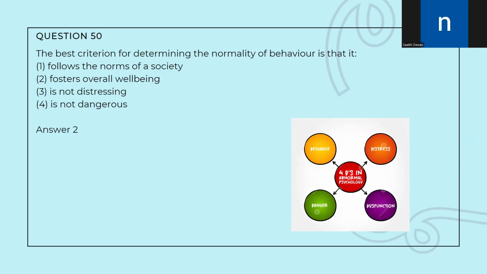Let us come to the last question, question number 50. It talks of the best criterion for determining the normality of the behavior: it follows the norms of the society, it fosters overall well-being, it is not distressing, it is not dangerous. So statements 1, 3, and 4 relate to the four Ds of abnormality, but option number 2 adequately describes the best criterion for determining the normality of behavior. If a behavior fosters the overall well-being of a person, then it is referred to as a normal behavior. So the correct answer would be option number 2, fosters overall well-being.